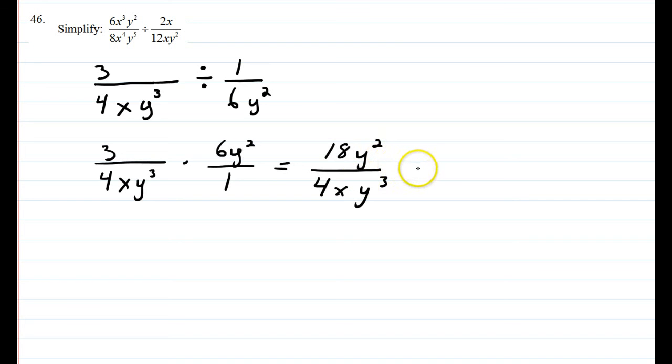So now I can reduce. 18 over 4 reduces to 9/2. There's nothing to cancel out the x, so the x stays on the bottom. Where do you have more y's? On the bottom. So 3 minus 2 gives me 1. So this expression turns into this.